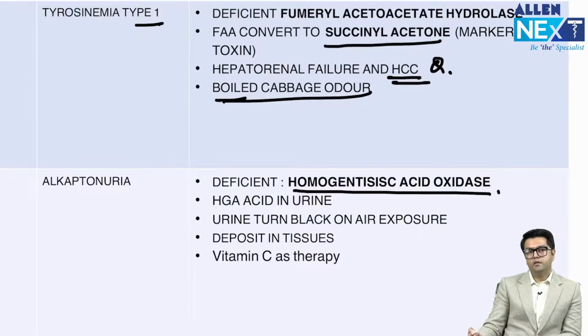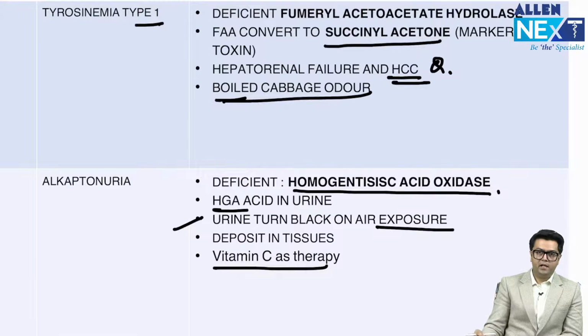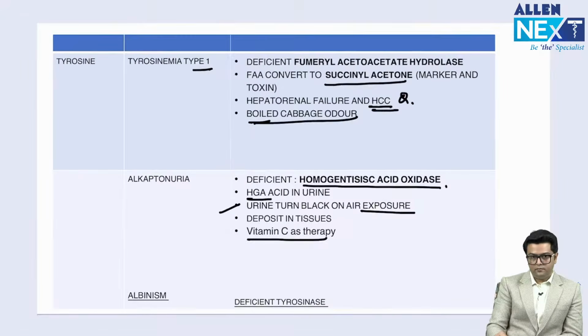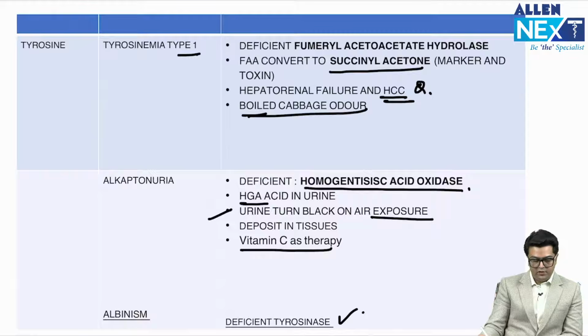Next is alkaptonuria, that is one of the favorites. Homogentisic acid oxidase is the name of the enzyme. So the urine contains a large quantity of homogentisic acid, which turns black on air exposure, that we all know. This is the unique point. Okay, and this will also deposit in the tissues, that I will show you. Vitamin C is used as a therapy because this is an antioxidant, preventing damage to the joints because of homogentisic acid accumulation. And guys, the last one is albinism. The enzyme which is deficient is tyrosinase, right? Tyrosinase. Clear?